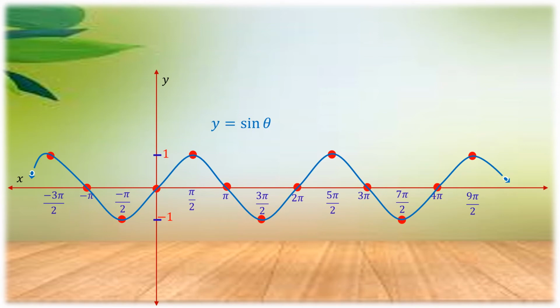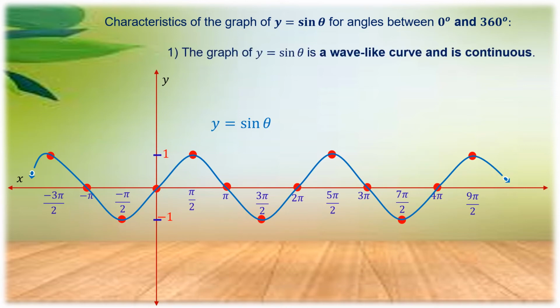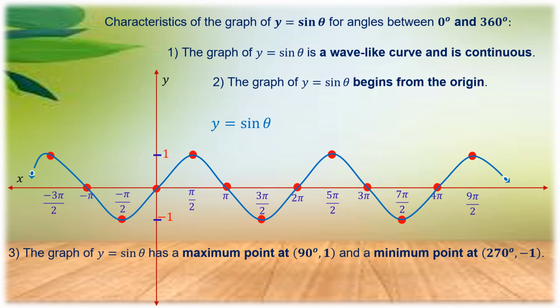After graphing y is equal to sine theta, let us have the characteristics for angles between 0 degrees and 360 degrees. So first, the graph of y is equal to sine theta is a wave-like curve and is continuous. And the second one, the graph of y is equal to sine theta begins from the origin, from 0, 0. And then the graph of y is equal to sine theta has a maximum point at 90 degrees, 1, and a minimum point at 270 degrees, negative 1. And then the last characteristic is the value of sine theta is equal to 0 when theta is equal to 0 degrees, 180 degrees, and 360 degrees.